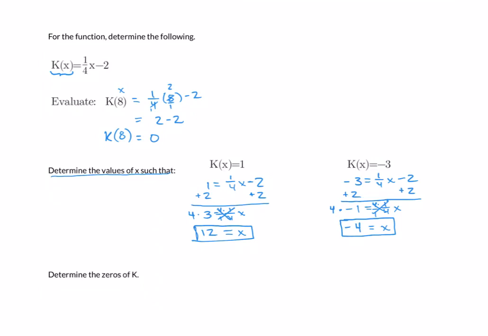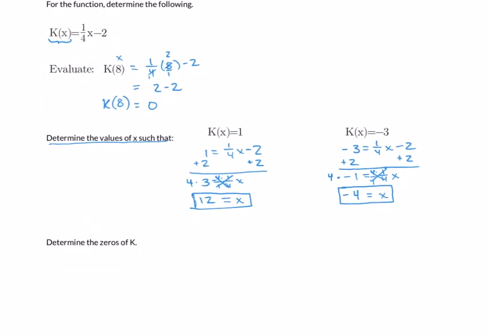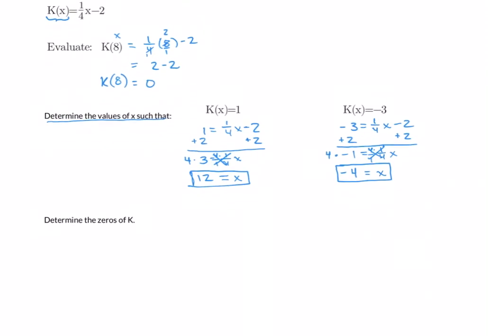Okay, last thing we want to do is determine the zeros. Remember that the zeros means k of x equals 0. So again, just like on the last two, we're going to replace k of x, the entire k of x, with 0.